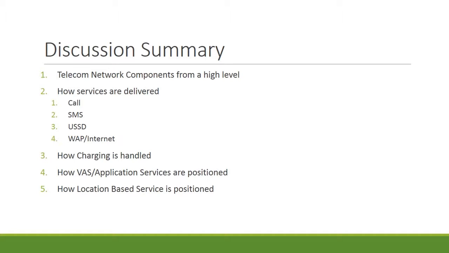Now let's try to wrap up. At first, we have seen the telecom network components from a very high level. Then we have seen how the services are delivered. We have seen 4 services: call, SMS, USSD and WAP or internet. We have also seen how the charging is handled. Then we saw how VAS or application is positioned in the network. We have also seen how location-based service is positioned. As a whole, I tried to give a high-level view of the telecommunication network.